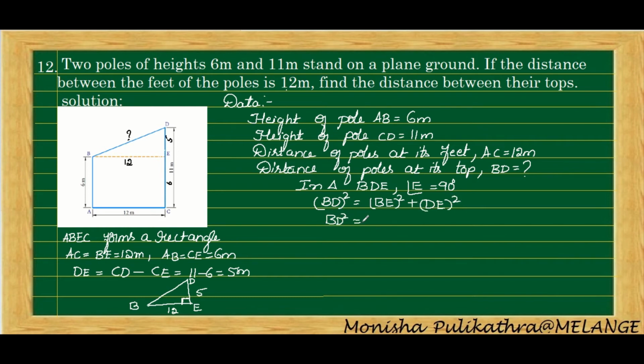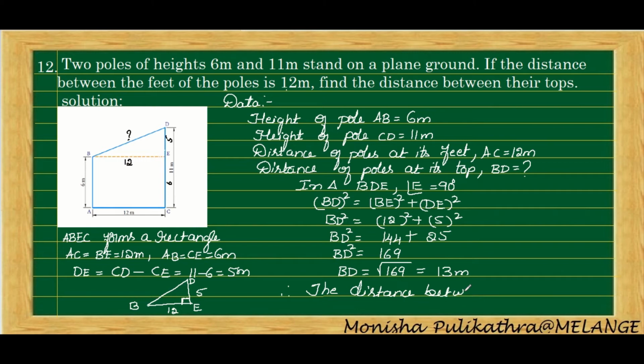So BD square is equal to BE is 12, so 12 square plus DE is 5 square. So BD square is equal to 12 square is 12 into 12, 144, plus 5 square, 5 5s are 25. So BD square is equal to 144 plus 25 is 169. So BD is equal to root of 169. The square root of 169 is 13. So therefore, the distance between their tops is equal to 13 meter. I hope you understood this.